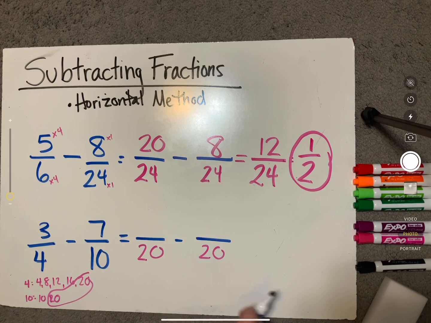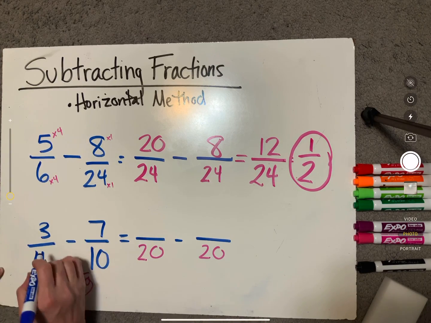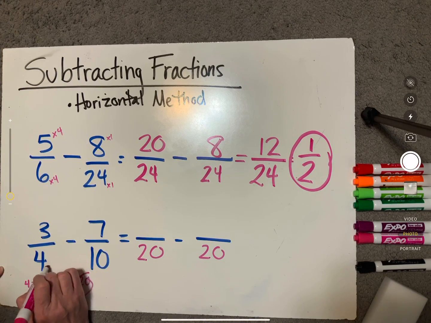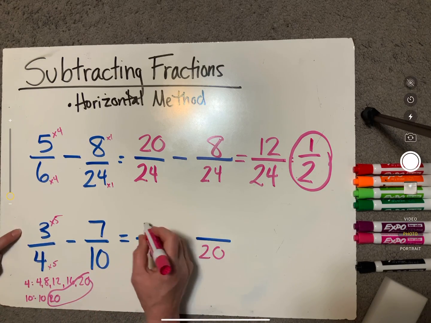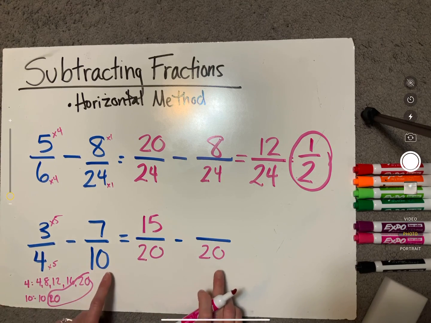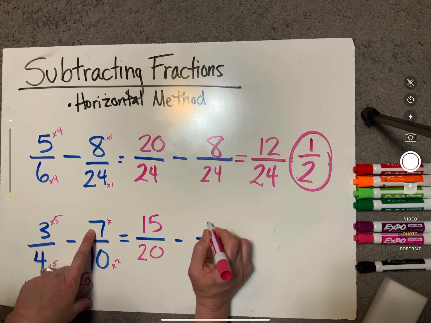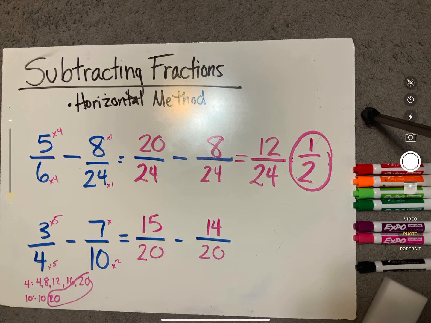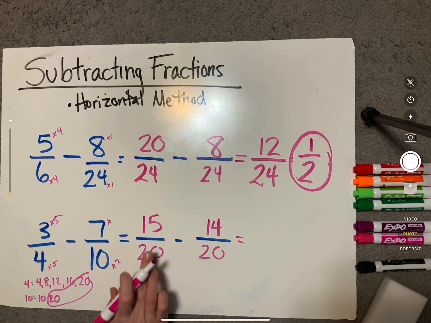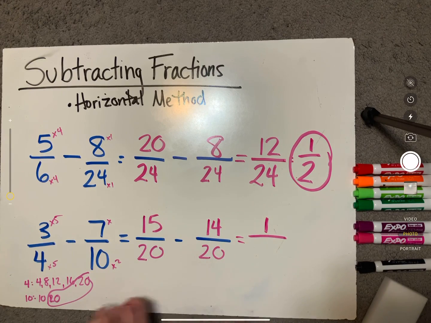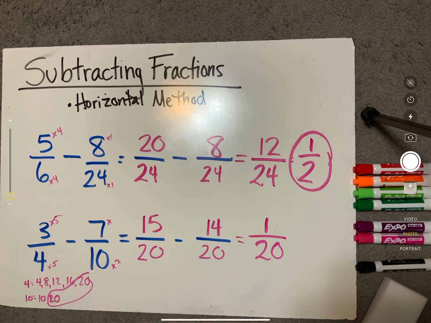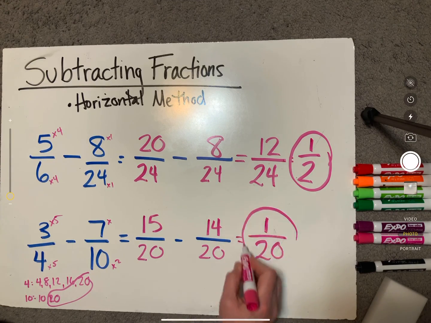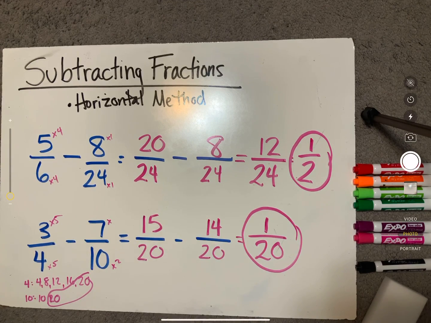4 times 5 is 20. So 3 times 5 would be 15. 10 times 2 is 20. 7 times 2 would be 14. So now we're going to subtract. 15 minus 14 is 1, and my denominator stays the same. So I get 1/20, and that is in lowest terms. So we circle our answer.